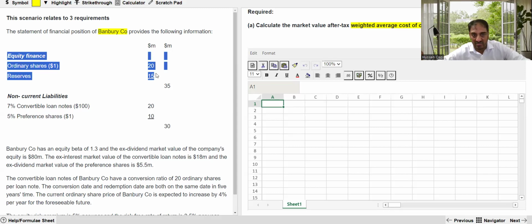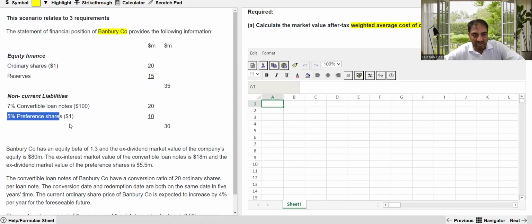Number 1, equity finance. Okay, that's the equity holder. Number 2, non-current liability, 7% convertible loan, 5% preference shares. That's the point. So equity holder number 1, debt holder, convertible loan notes, debt holder, preference shares.